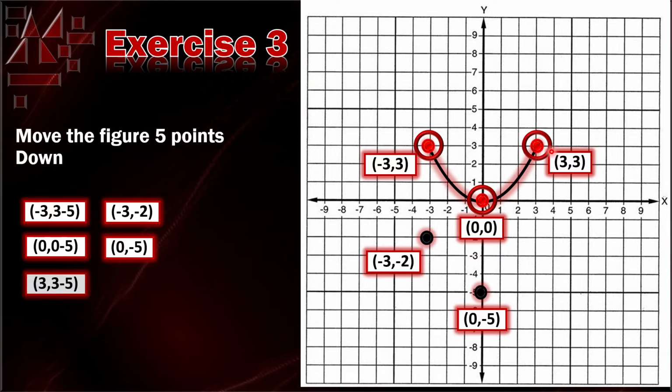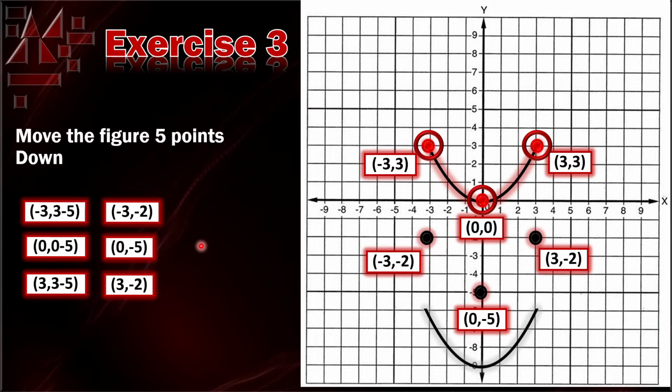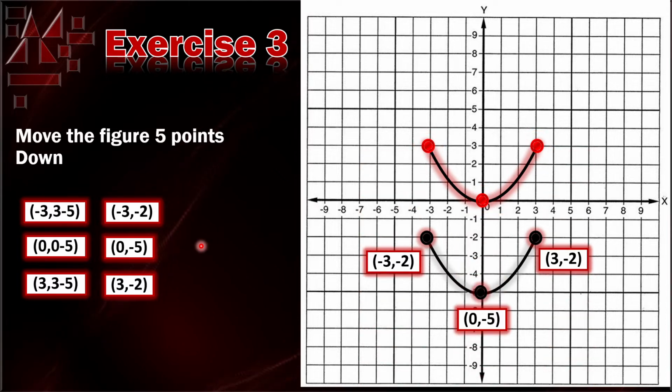Okay, 3 and 3. So we'll subtract 5 from the y. So we have 3 and 3 minus 5. So it will be 3 and negative 2. So the point will be here, 3 and negative 2. See here, this is the new figure. And if we move the previous figure 5 points down, 1, 2, 3, 4, 5, it will be in a perfect match with the new figure.